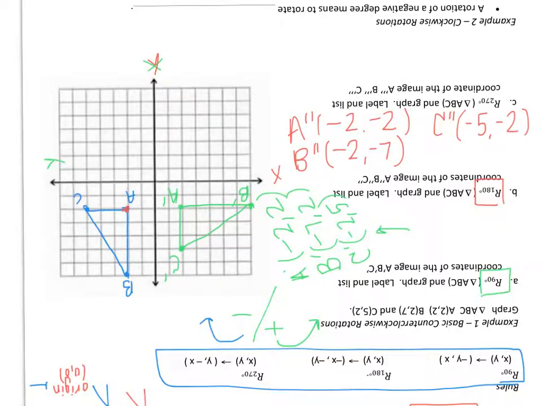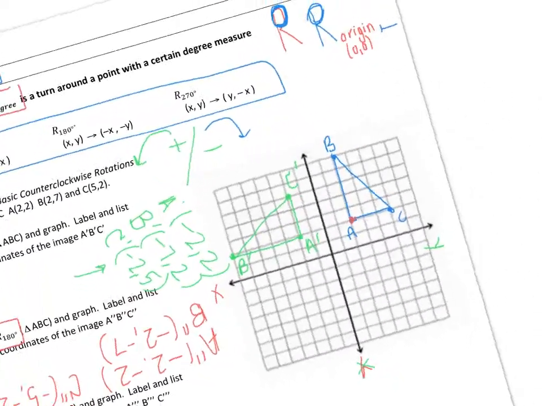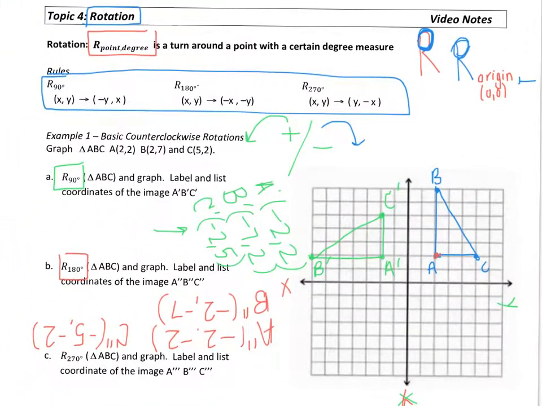So again, I'm going to turn my paper right side up, and then I'm going to take a second to plot those points. Yes, again, it's upside down, but that's okay. I can still read it. -2, -2 is A double prime. -2, -7, B double prime. And -5, -2, C double prime.